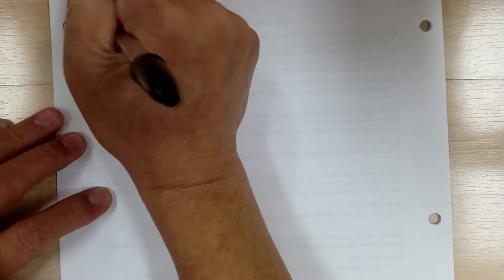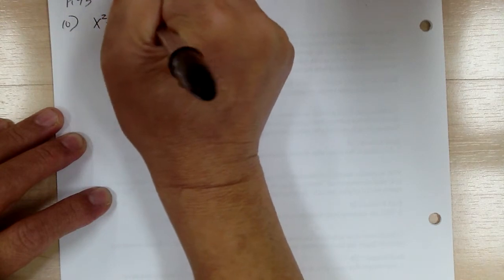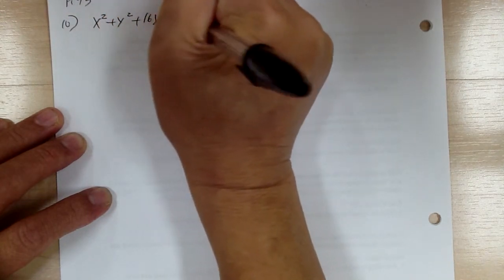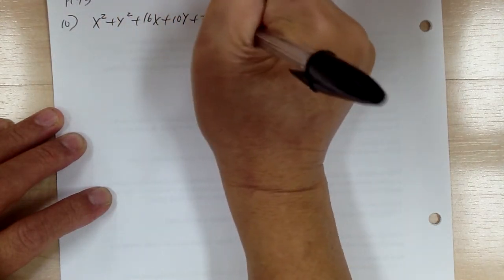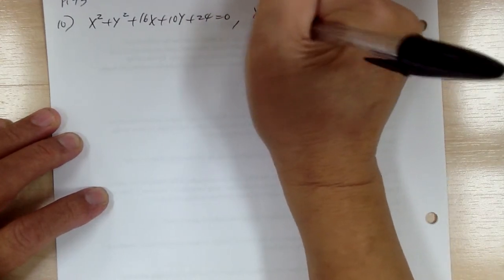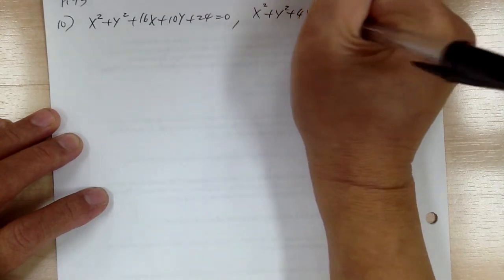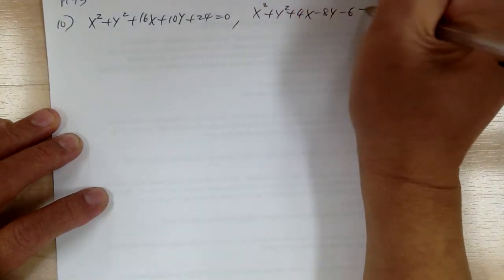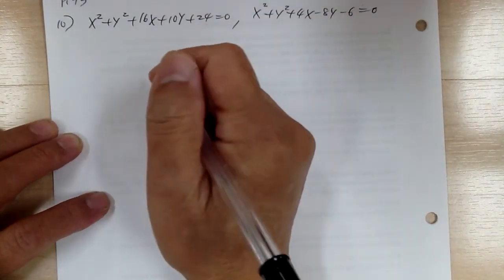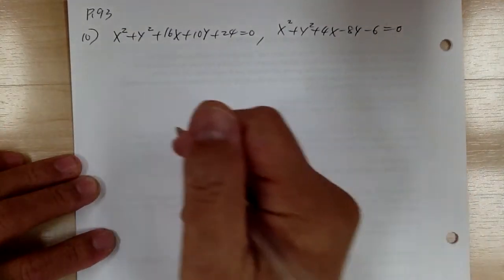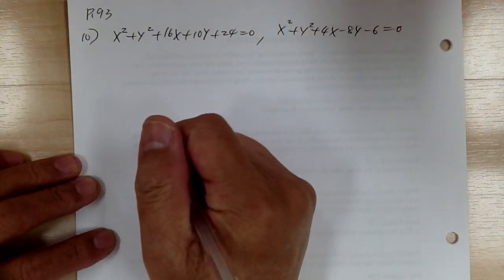Okay, so you got two equations: x squared plus y squared plus 16x plus 10y plus 24 equal to 0, and then you have x squared plus y squared plus 4x minus 8y minus 6 equal to 0. Okay, so the first thing you need to do is write the equation of the family of circles.